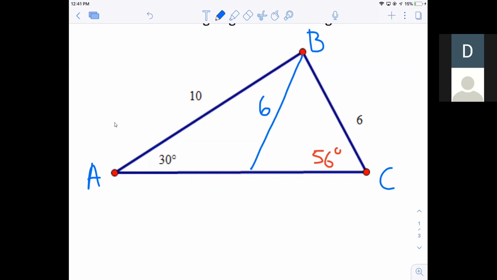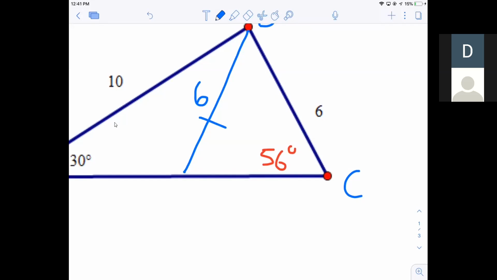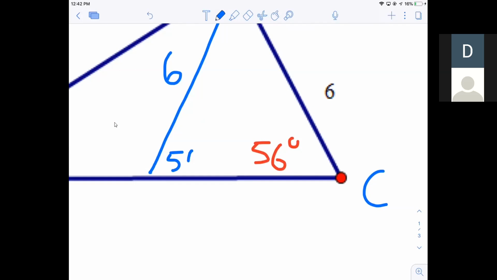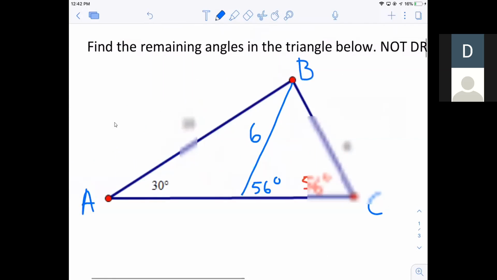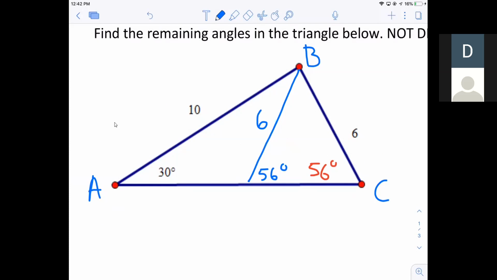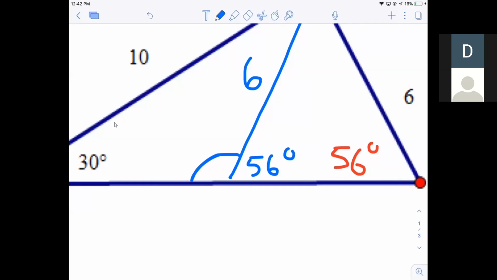So if I did that, then this here would be an isosceles triangle, right? So the two base angles are going to be congruent. So that could also be 56 degrees. And if that were 56 degrees, well, this here would be the supplement, and that would be 124 degrees.